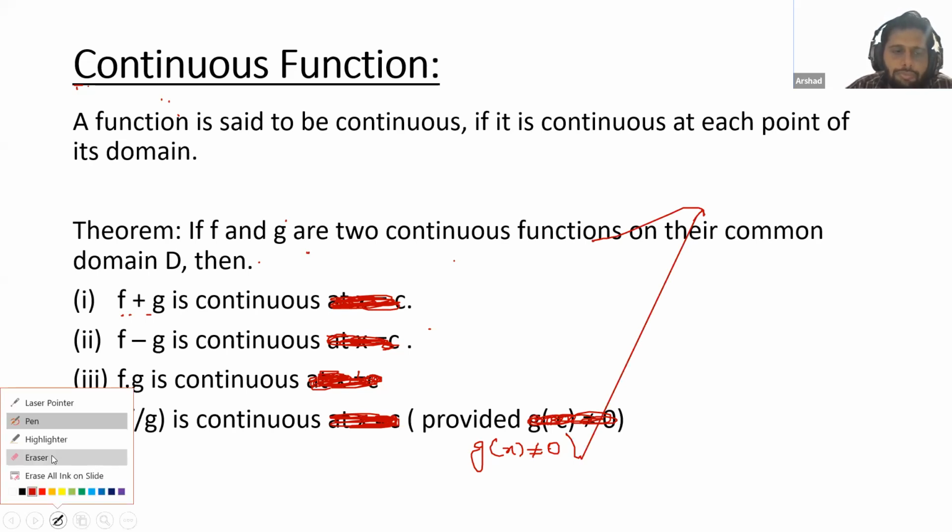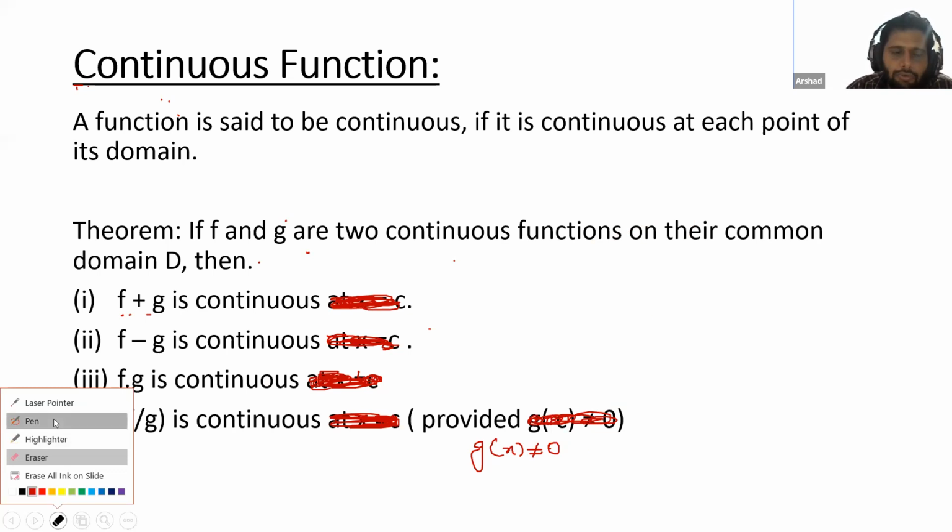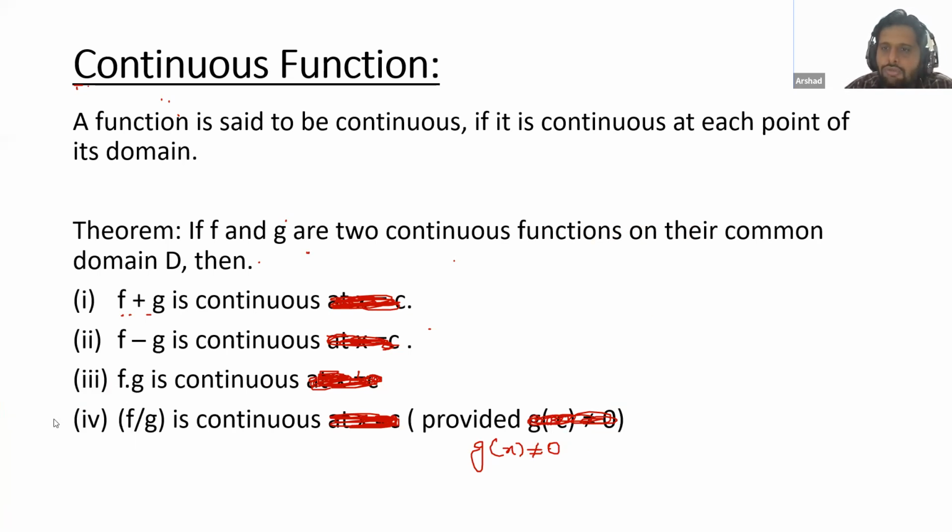So I hope everyone understood this theorem. We will use this theorem in some questions. If you have two functions which are continuous, their addition will be continuous, their subtraction will be continuous, their multiplication will be continuous, and their division will also be continuous, provided the denominator is not equal to 0. Please note this down, raise your hands, then we will check some questions.